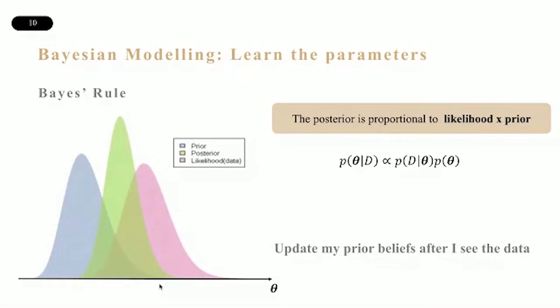So I update my belief by using information from two sides, from the prior and from the likelihood. And this is exactly what Bayesian learning is, what Bayesian inference is. I don't compute one specific value, but I compute an updated belief.